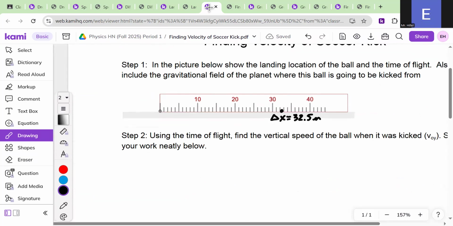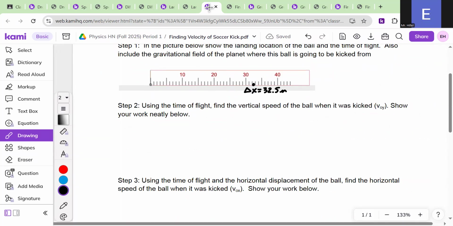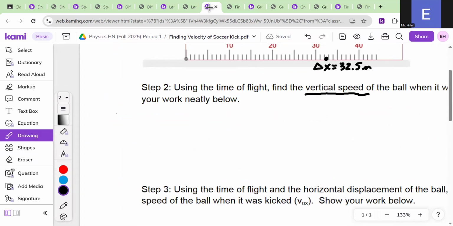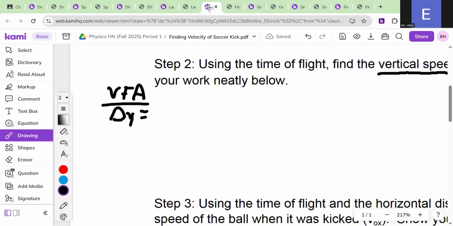All right. So now I'm going to make my list. I'm going to use the vertical speed of the ball to find how fast it was kicked. So let's focus on our vertical list. Vertical free fall acceleration has delta y, which it looked to me like was about 4.1, but I'm going to hold off on that one. We have delta y.